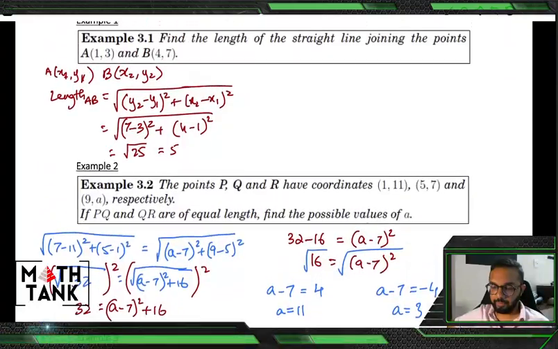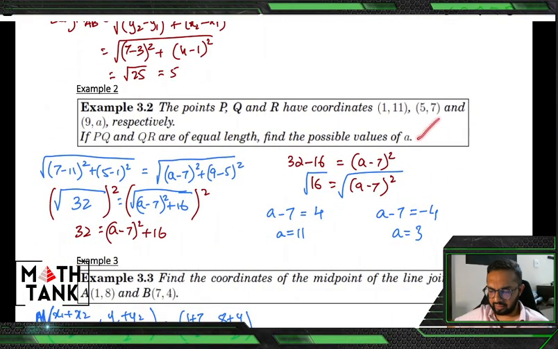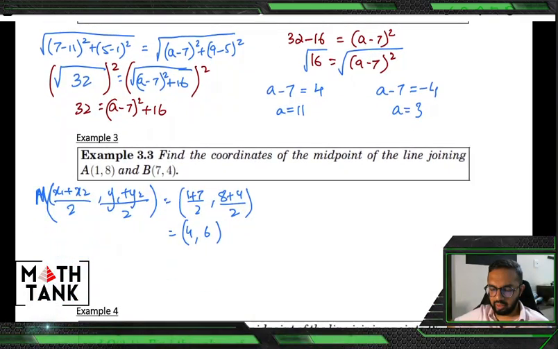You should know that. Then there's midpoint as well. They can also ask you to find the value of a. That's another question. Midpoint is simply adding up the coordinates and then dividing by 2.